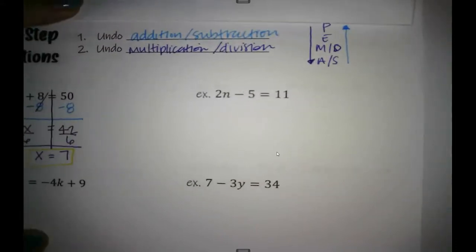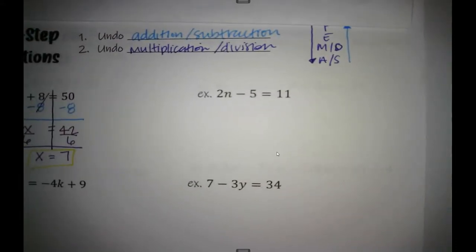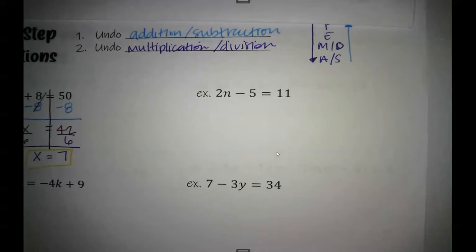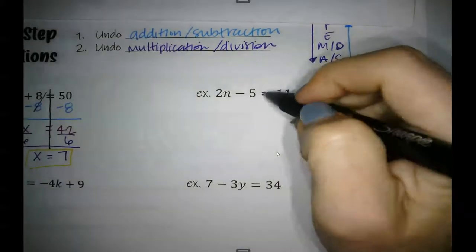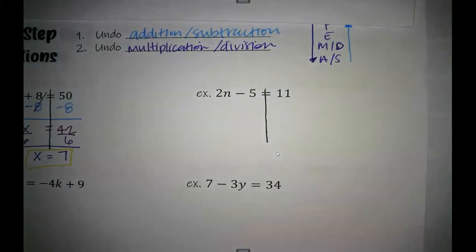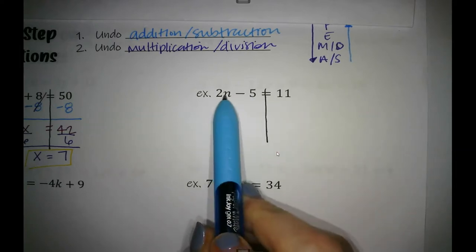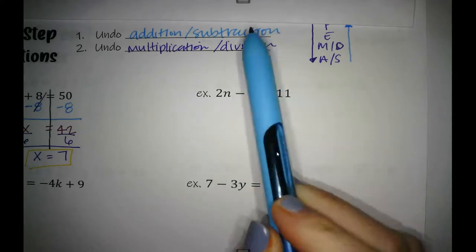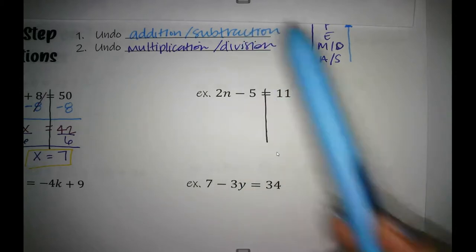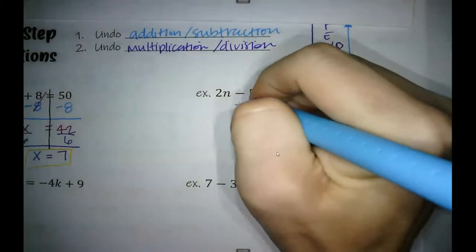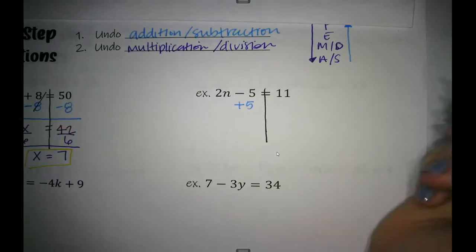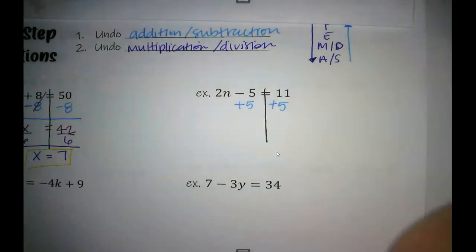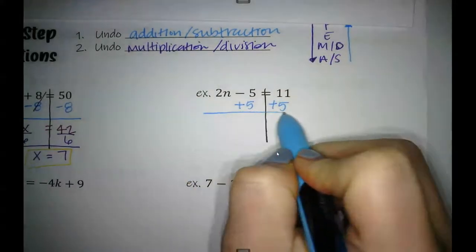We got 2n minus 5 equals 11. Remember, we want to get that variable, that n, by itself. I'm going to draw my equal sign wall. And what am I working through first? What do we have? Well, we have 2 times n, multiplication, and then we have a subtractive 5. So I'm going to undo that subtraction first by adding 5 on this side of the wall, and of course I'm not going to forget to add it on that side.